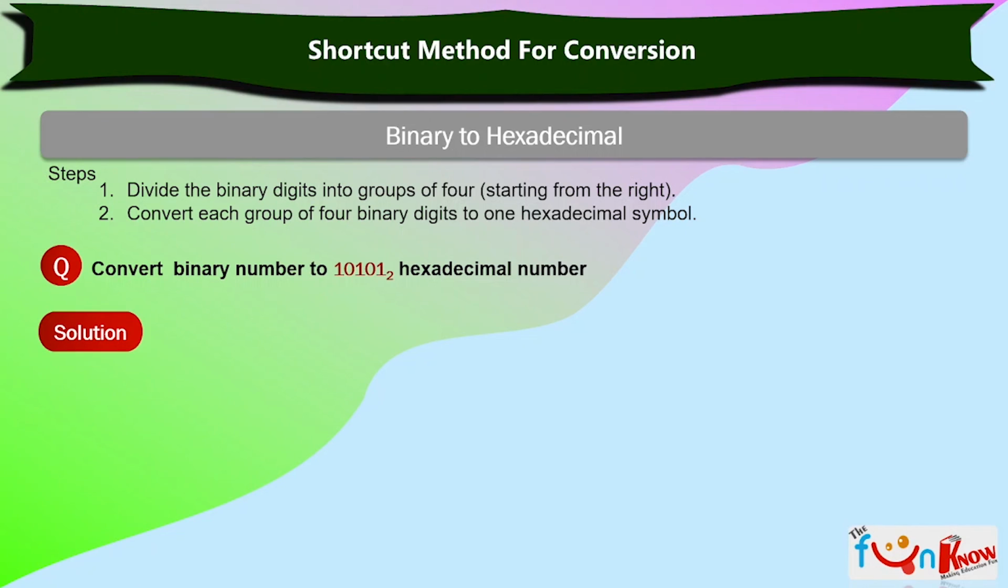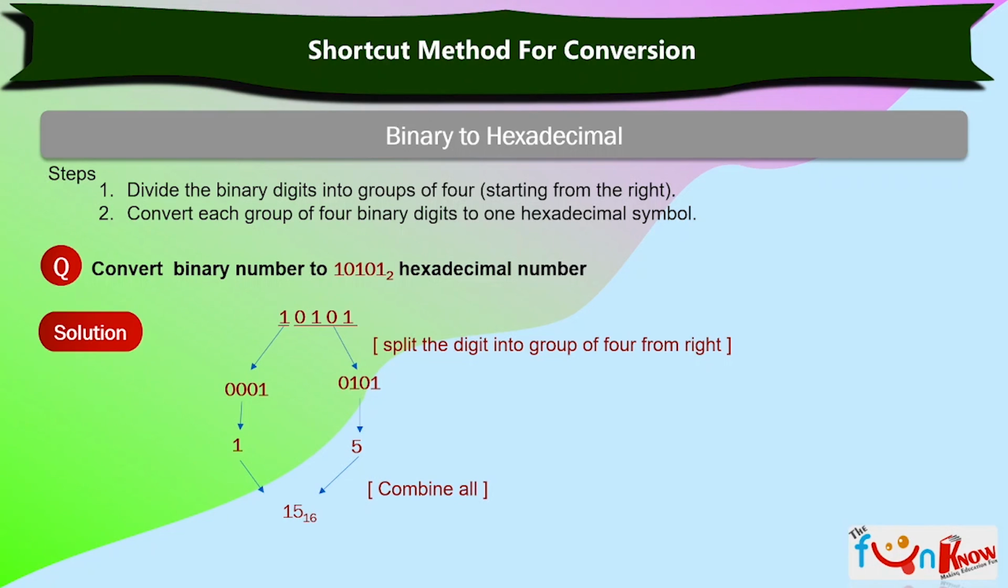First, as per our steps, we make groups of 4 from the right-hand side. If we split in groups of 4, the first group will be 0101, and alone there will be 1, because there is a single 1, so it is considered as 0001, that is 3 zeros are added before 1. Together it will be considered as 1, and this will be considered as 5. So together it is 15 to the base 16. So that binary number's value in hexadecimal is 15 to the base 16. So 15 is the answer over here.